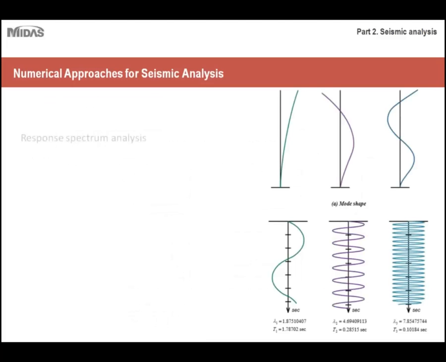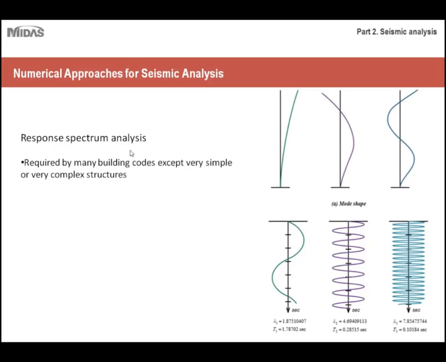But now for more complex or higher-end analysis, the first analysis type we'll talk about is response spectrum analysis. It's required by many building codes except for very simple or very complex structures. Of the three analysis types that we'll talk about, the second one, response spectrum analysis, is the most widely used because, for very simple structures, you can just use the equivalent linear analysis.